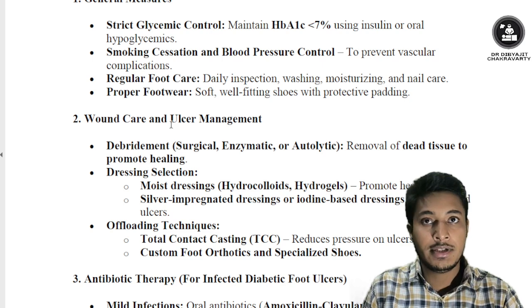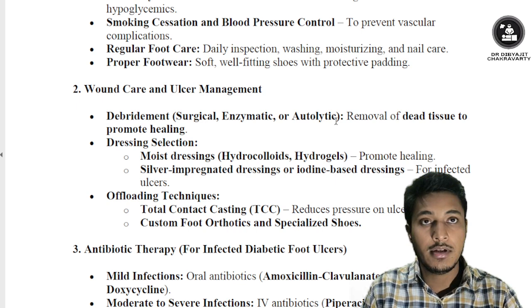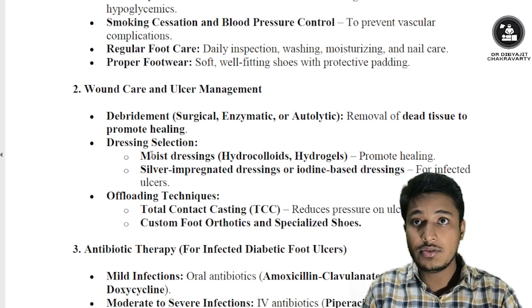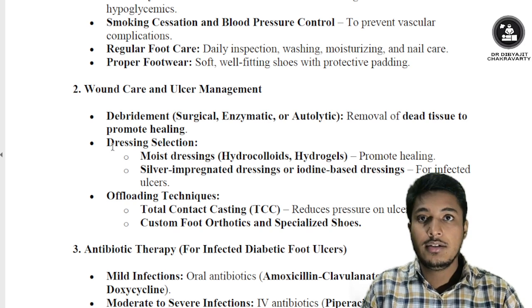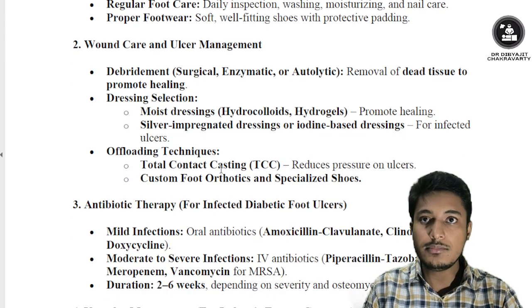Wound care and ulcer management includes debridement by surgical, enzymatic, or autolytic methods, that is the removal of the dead tissue to promote the healing. Dressing includes moist dressing like hydrocolloids and hydrogel dressing. Silver impregnated dressings or iodine based dressings are also used.